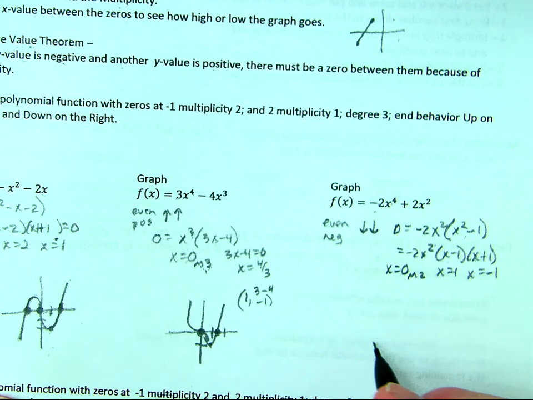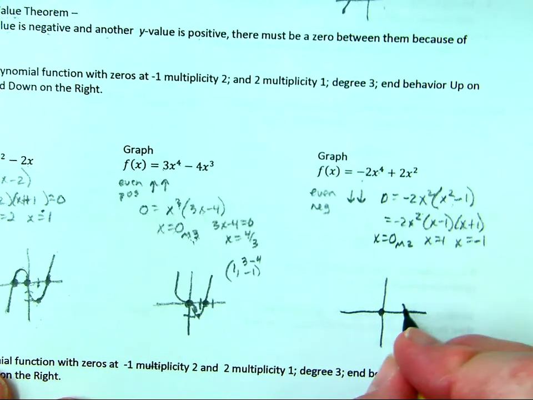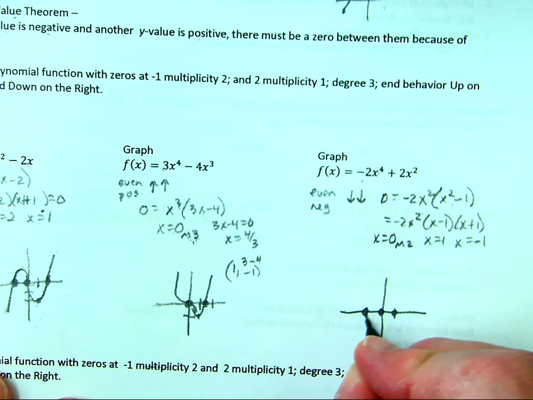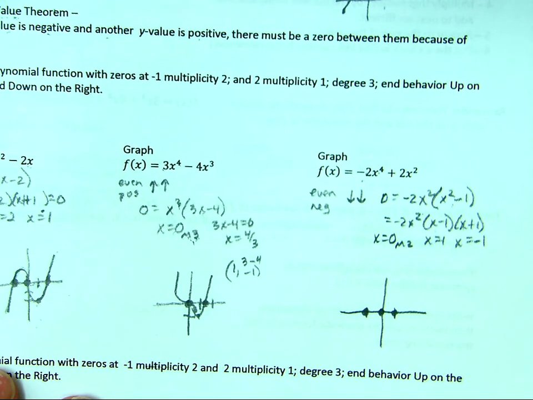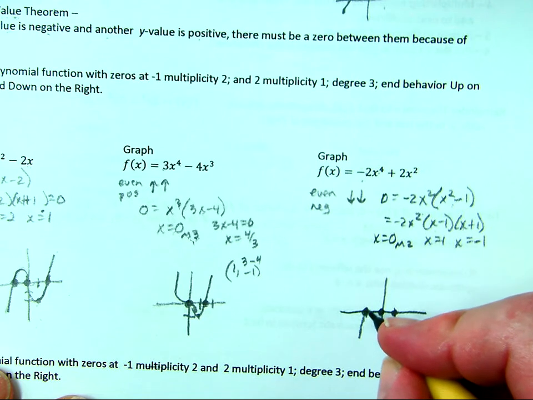Now if we graph that, we have a 0 at 0. We have 1 at 1. And we have 1 at negative 1. We know at the left it's down, so we're coming from down. We know it's going to come back up through here.